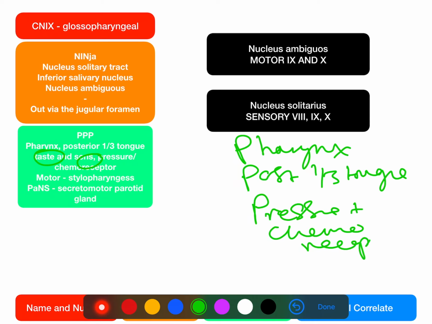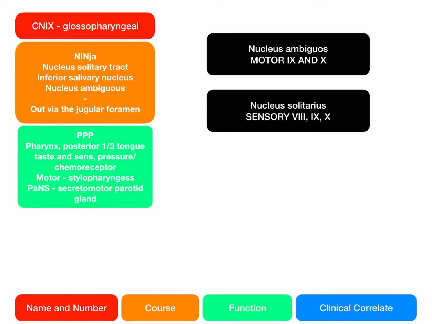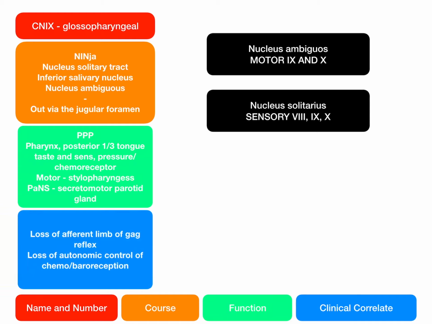Do you remember that you have your carotid sinus, your carotid bodies, your aortic arch, which convey pressure and chemoreception information via cranial nerves 9 and 10 to the nucleus solitarius. So the nucleus solitarius is one of the places that decides, along with the nucleus ambiguus, your blood pressure. So that's very important. It's part of the cardiorespiratory centre.